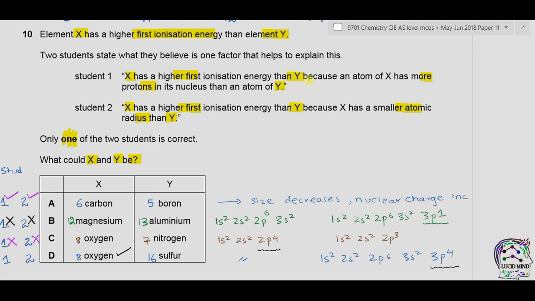Now let's move to the reason. The first student says that it is because an atom of X has more protons in its nucleus than an atom of Y. As we can see, oxygen has fewer protons in its nucleus as compared to sulfur, so student 1 is incorrect. Now the second student gives the reason that X has a smaller atomic radius than Y. As we can see, the atomic size of oxygen is less than sulfur, so student 2 is correct. So the only option in which one of the students is correct is D.